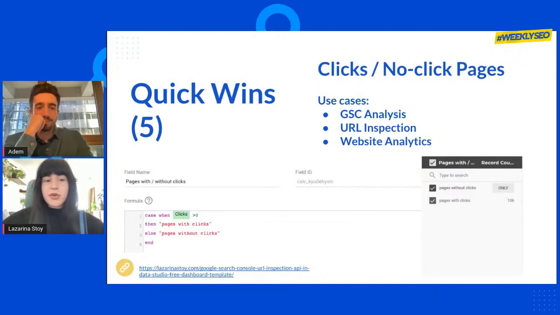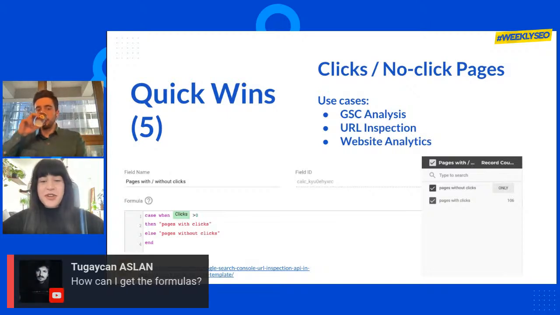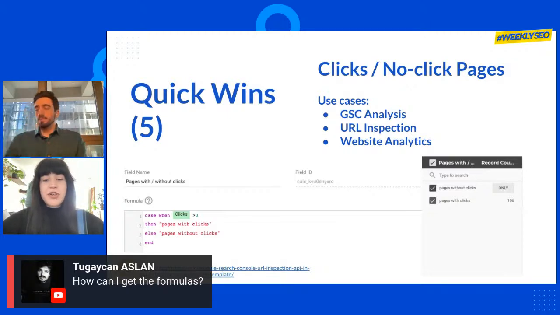Another thing is to create a very, very simple field to show the pages with clicks and pages without clicks. Again, this is very beginner friendly, but very useful in order to see and prioritize the pages that you're giving recommendations for, and maybe pages that you want to do some on-page optimizations for.